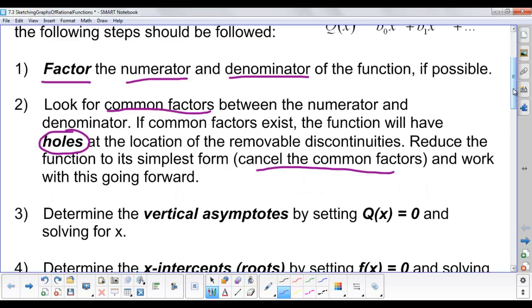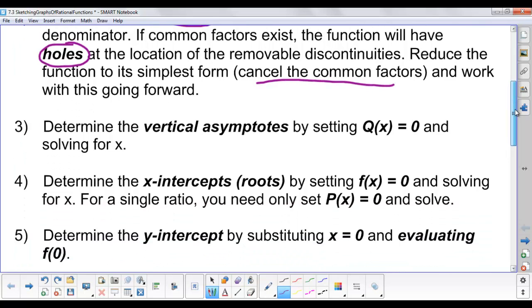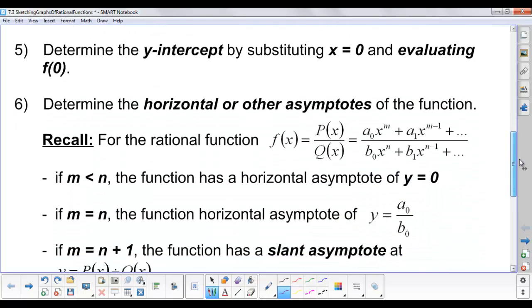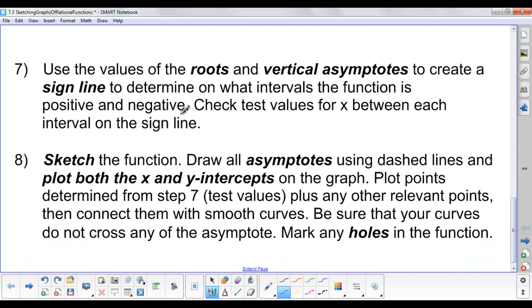Then from what's left over, we are going to determine our vertical asymptotes, our x-intercepts, our y-intercepts, and any horizontal or other asymptotes. After that, we use those roots and the vertical asymptotes to create a sign line. The purpose of the sign line is to determine where the function is positive and where the function is negative. With all of that information, we sketch, and we'll be done.